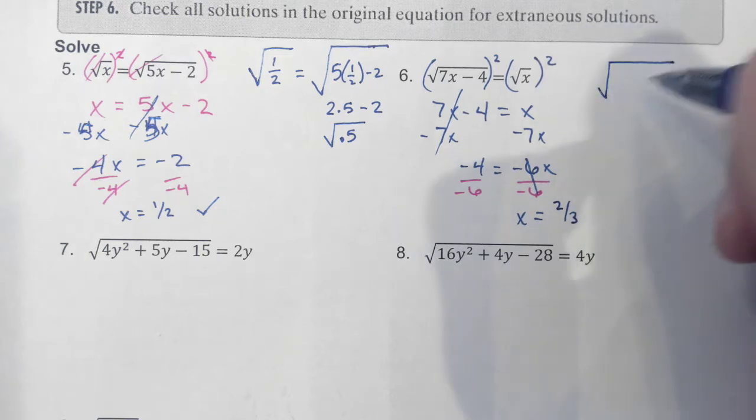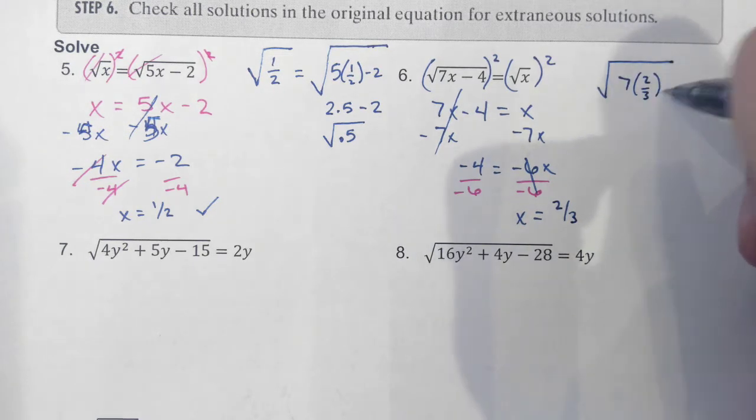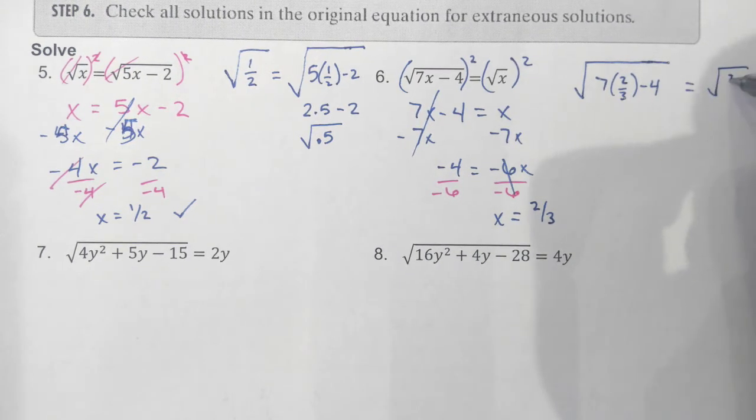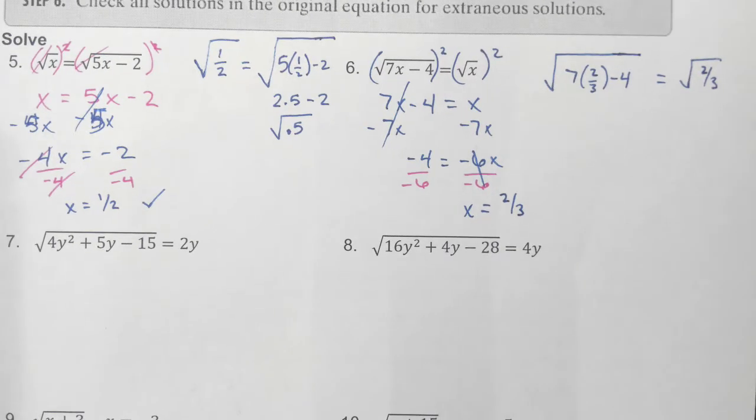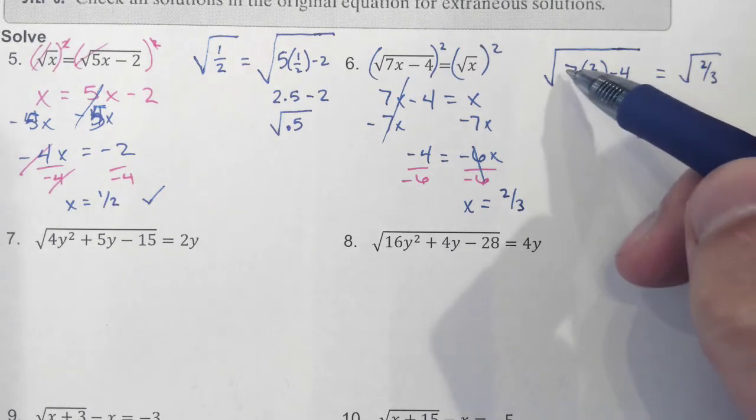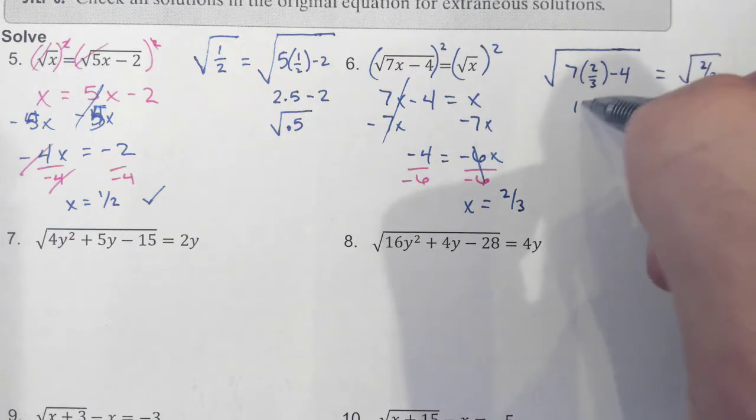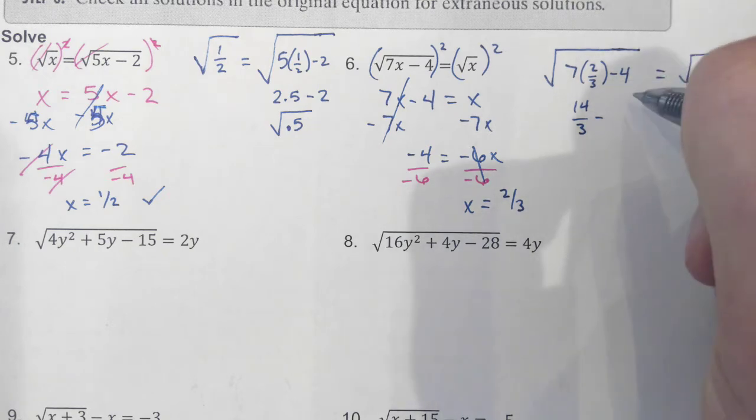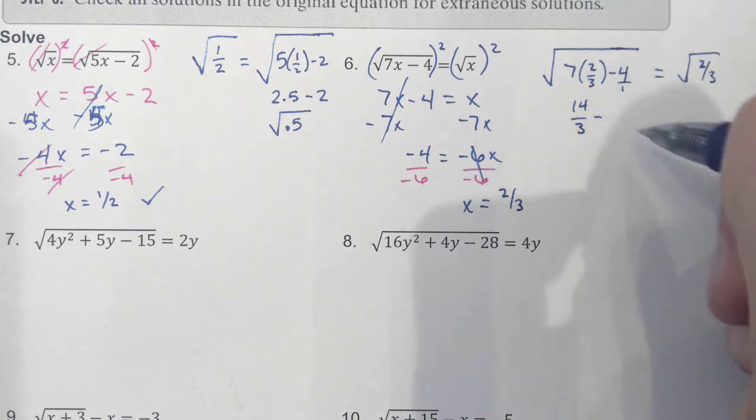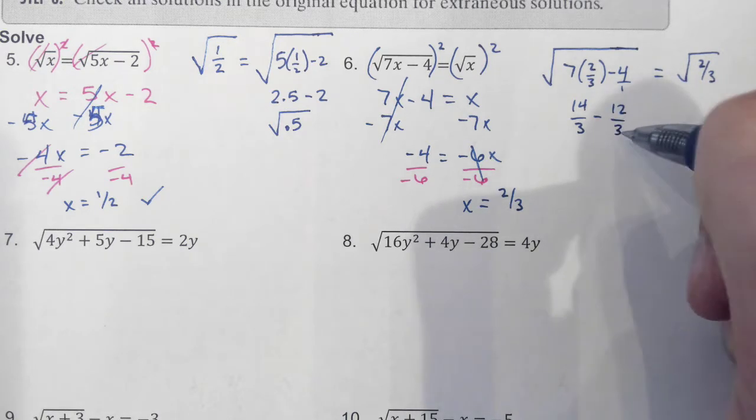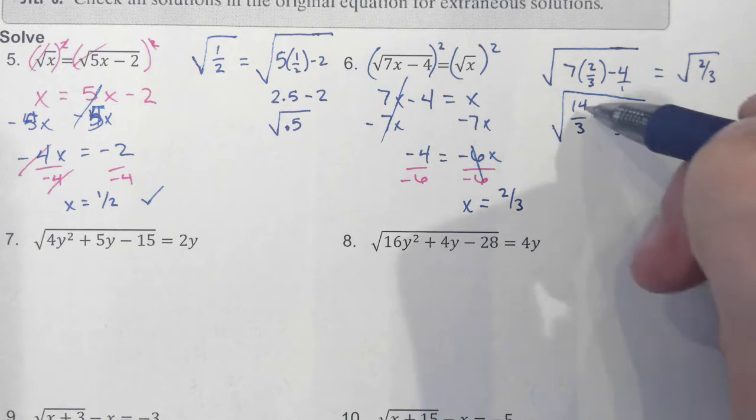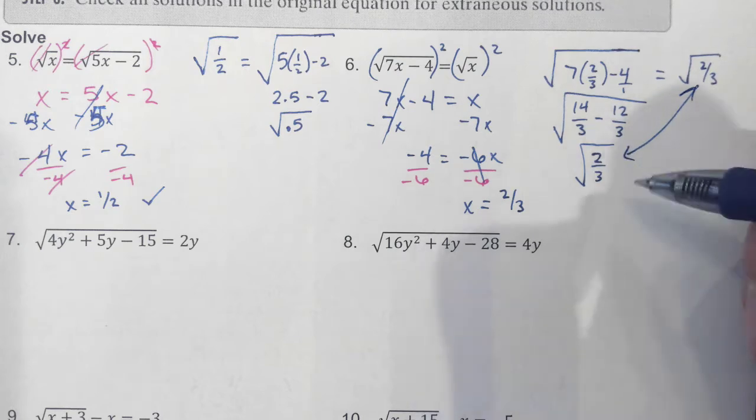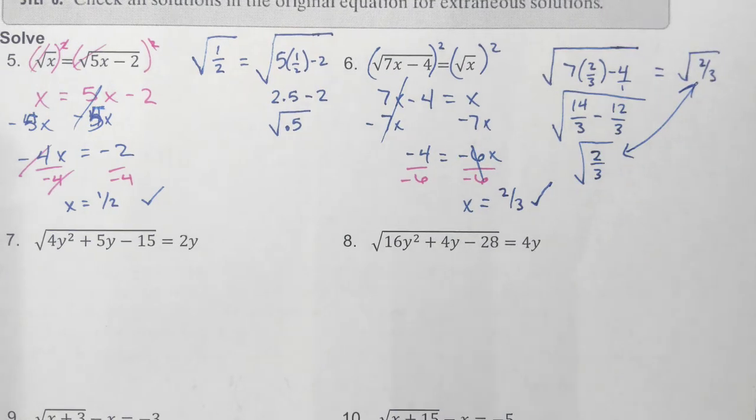So I would have the square root of 7 times 2/3 minus 4 on the left side. On the right side, I have the square root of 2/3. Okay, so I'm going to do the little bit of math over here. 7 times 2 is 14 over 3. And then I'm going to go ahead and make common denominators. So if the 4 is over 1, you would multiply both by 3 to get 12 over 3. And 14/3 minus 12/3 does come out to be 2/3. So you see they are the same. So this did check. It worked.